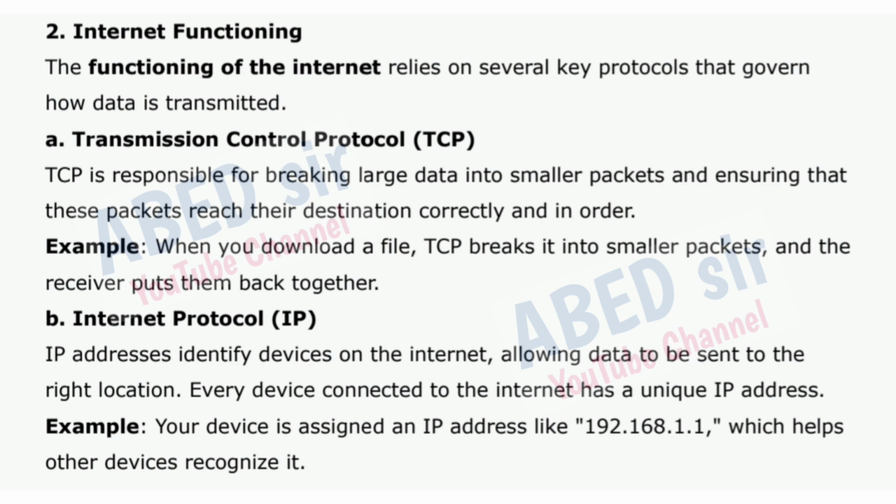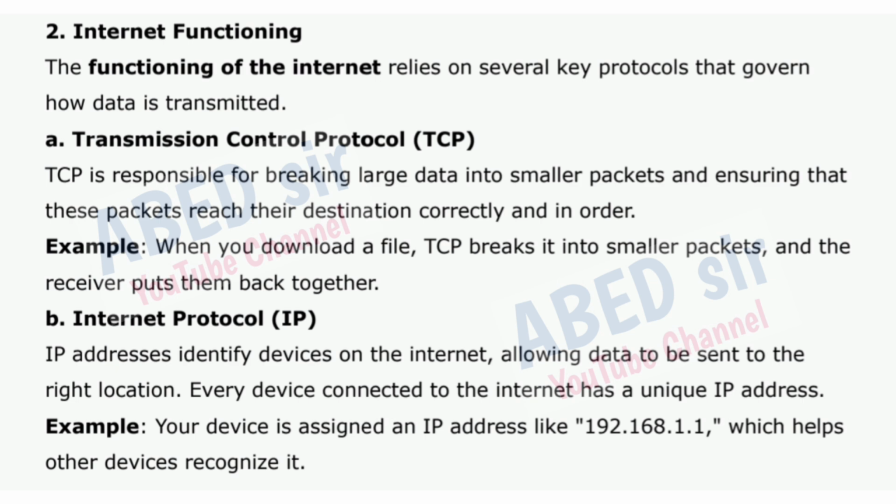A. Transmission Control Protocol, TCP. TCP is responsible for breaking large data into smaller packets and ensuring that these packets reach their destination correctly and in order. Example: when you download a file, TCP breaks it into smaller packets and the receiver puts them back together. B. Internet Protocol, IP.